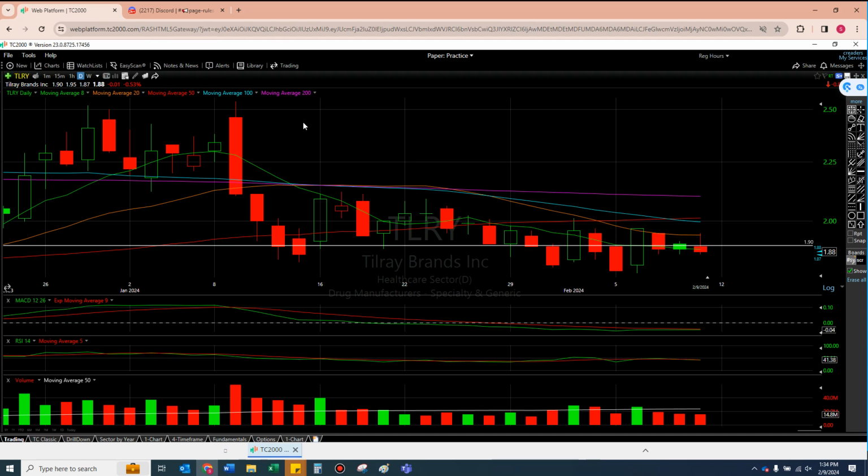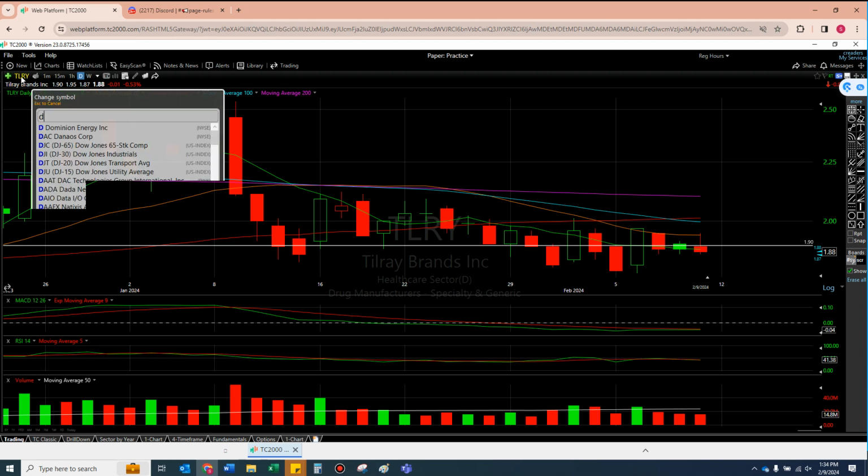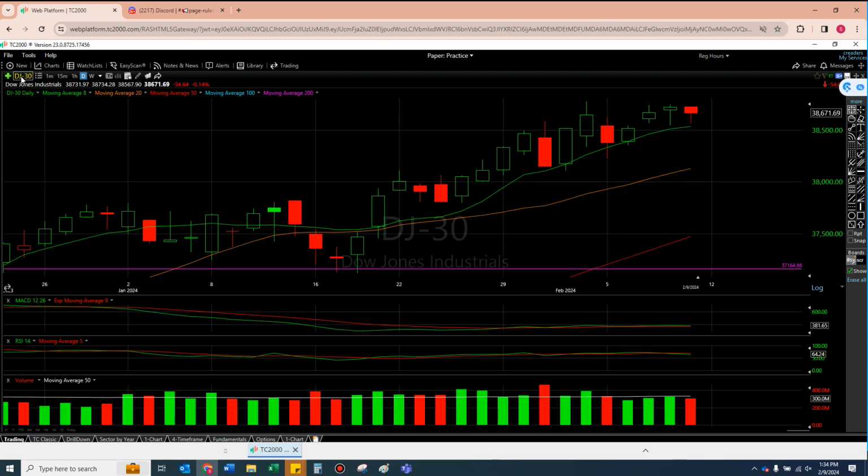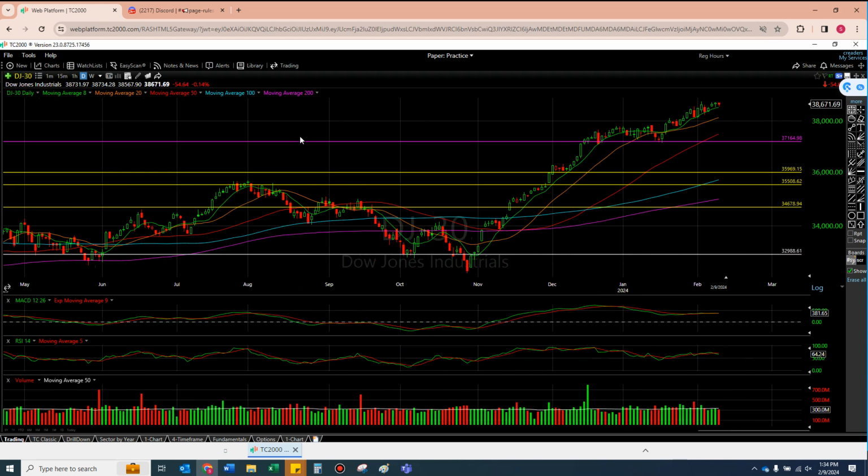Again, the focus seems to be on the American side, right? It is what it is, and I think a lot of that is the DJ30 just pushing and pushing and pushing.